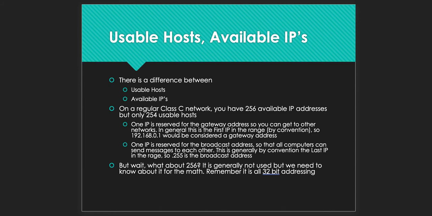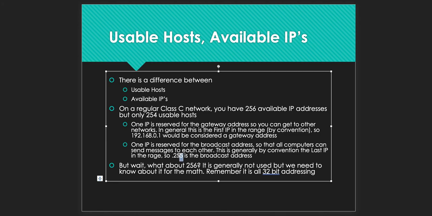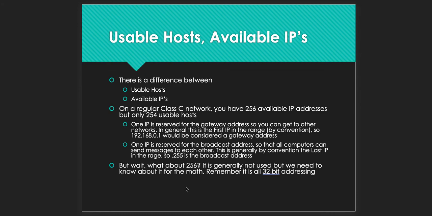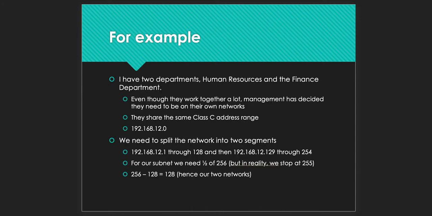So, always reserved. In general, by nomenclature, by convention, the first IP address is considered your gateway, and the last IP address is considered your broadcast, right? But remember, I just need 256 for the math. We're generally not using it. So when I'm doing my last IP address, I'm using 255 as my broadcast address on a full-on Class C. All right, so that's the thing to remember. Sometimes I need to do things for the math, and sometimes I need to do things for reality.